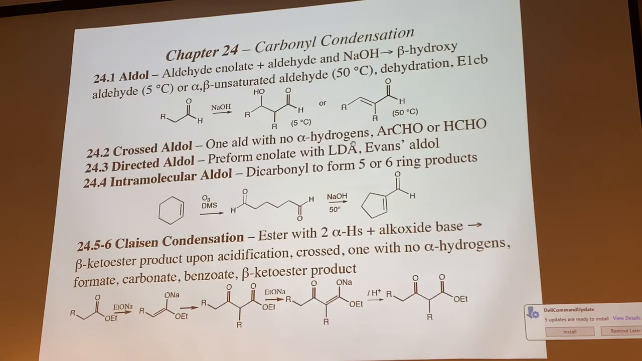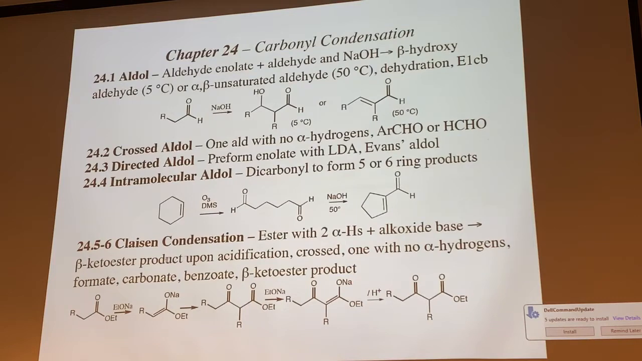Directed aldols, we can preform the enolate with LDA and then add in the subsequent carbonyl to give a directed aldol. We can also do intramolecular aldol reactions right here. They look kind of funny, but these products are very useful, forming rings. 5- and 6-membered rings are favorable and very common here. This dialdehyde right here, condensing at higher temperature, that's the aldol condensation intramolecular product, forming a cyclopentene, you see.